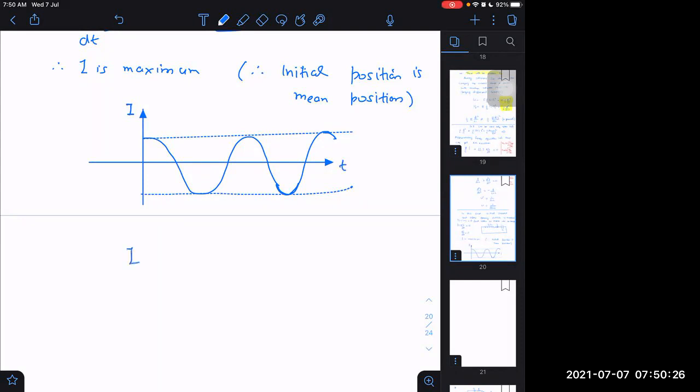And I can write I is equal to I naught. What is the initial current? That is maximum only, which was equal to V by 2R, we already found it, into cos omega t, and omega was already equal to 1 by root of L effective into C effective. Here L effective is 2L only. So it is 1 by root of 2L into C.